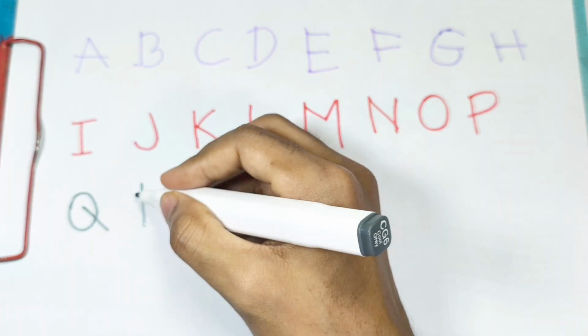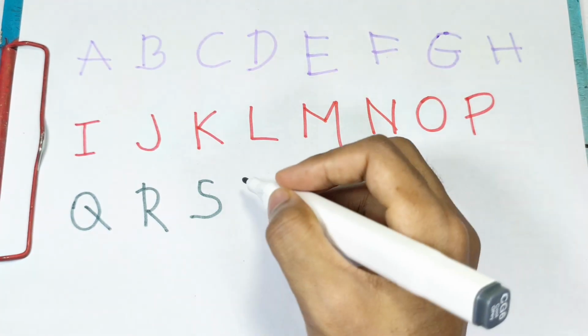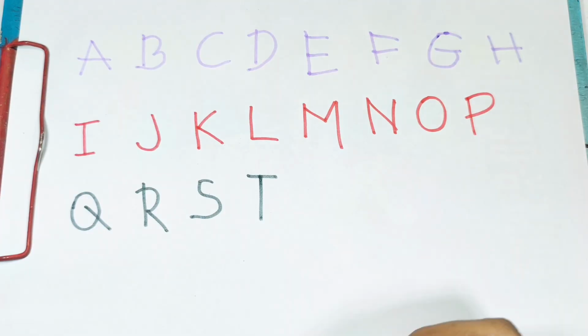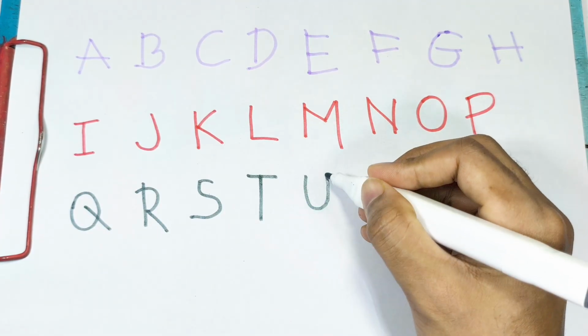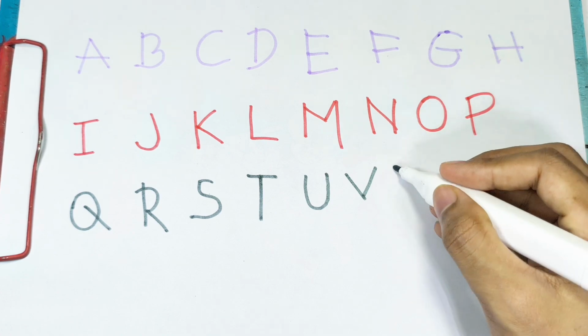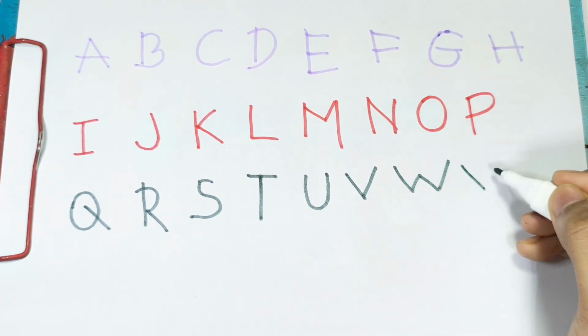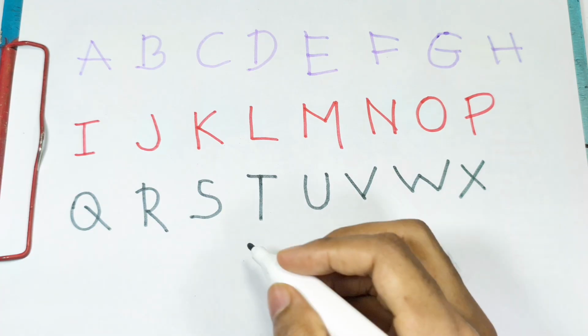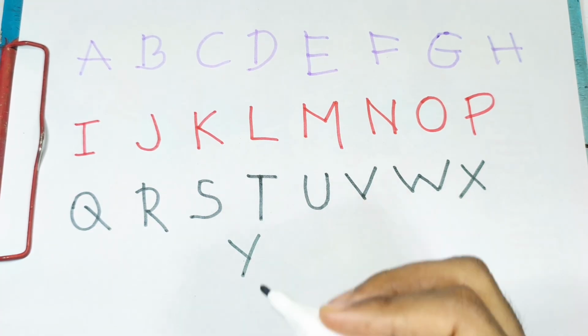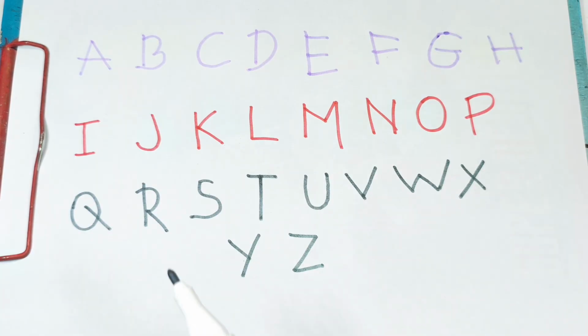Q, R, S, T, U, V, W, X, Y, Z. Today we draw capital letter alphabets A to Z.